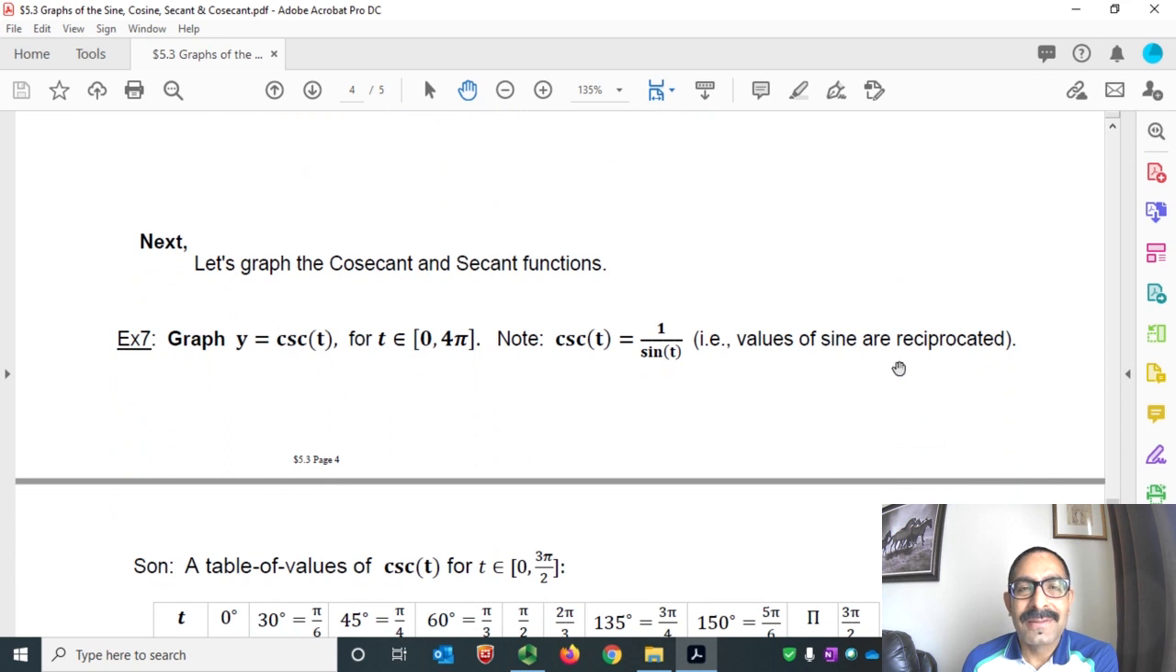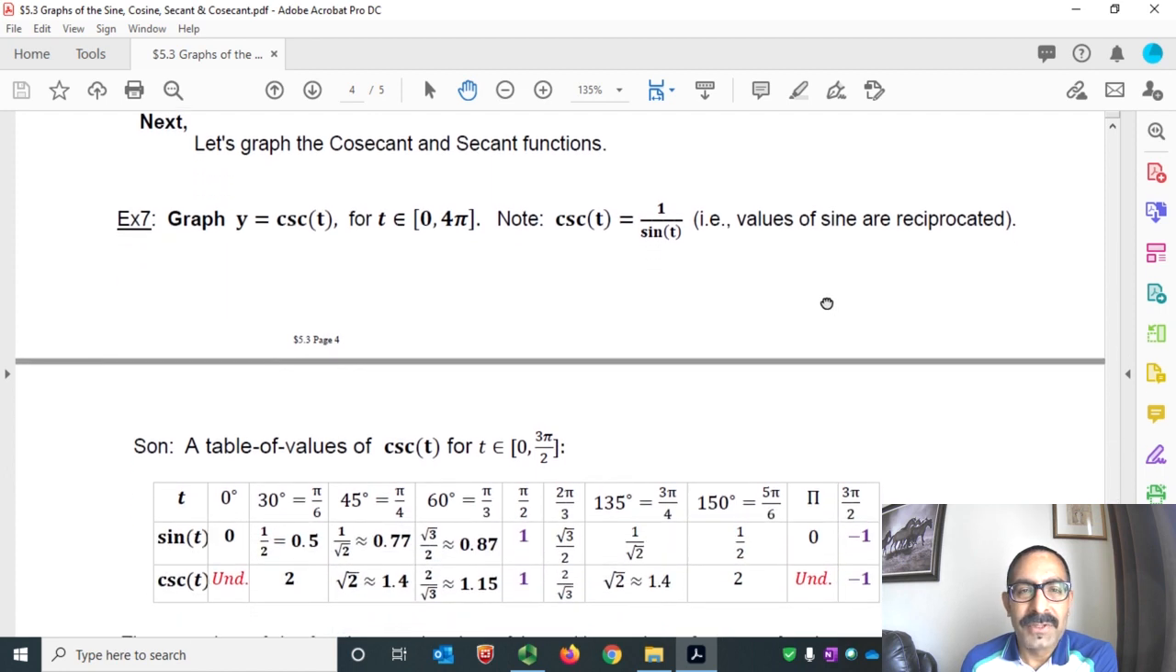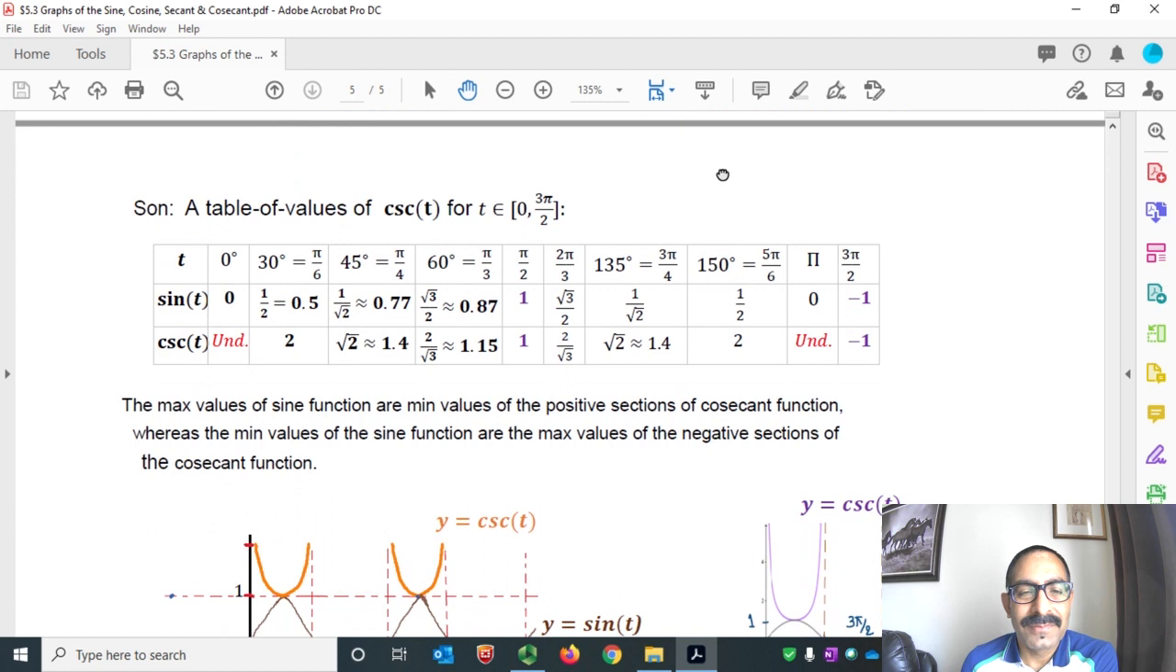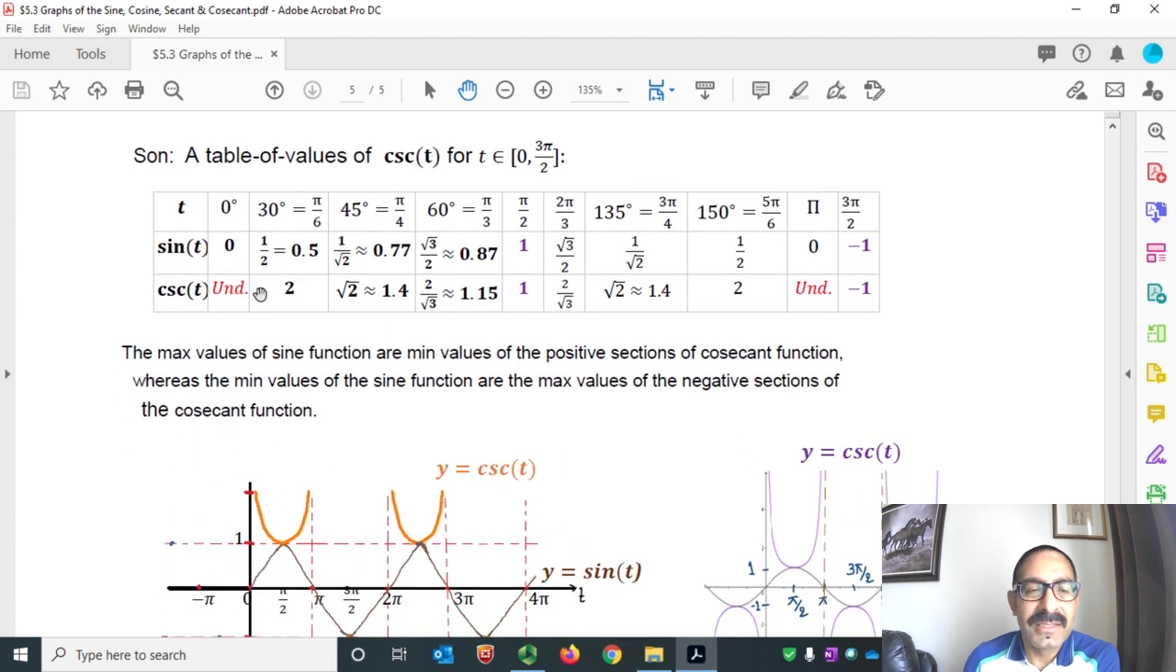Next, let's graph cosecant functions and secant functions. They are slightly trickier. Example 7, graph cosecant functions, t between 0 and 4 pi, and we know cosecant t equals 1 over sine t. That is, the values of sine are reciprocated for the values of cosecant t. Quick table. So here are only the values of sine t and cosine t at those angles. In the first quadrant, the sine function is increasing from 0 to 1, whereas the cosecant function is decreasing from undefined to 1.